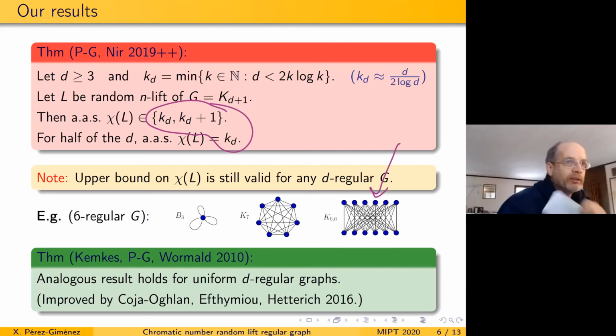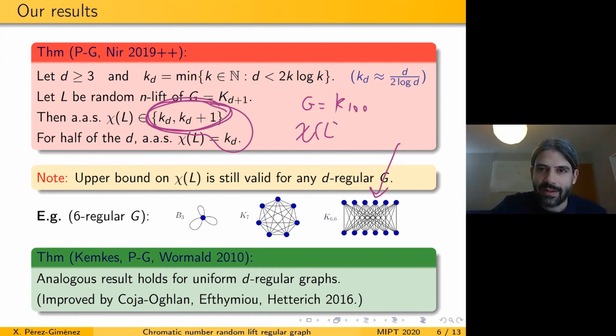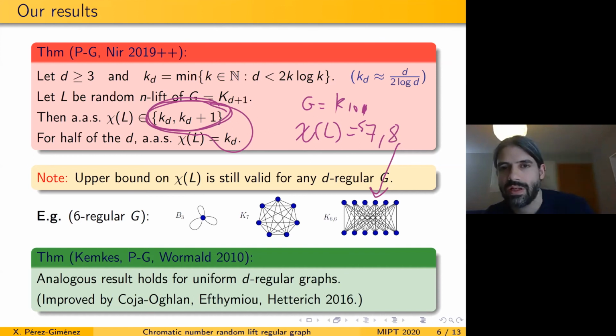Do you still get a range of values? Yeah, you get these two values. So for instance, I'm making it up, if G is K 100, maybe the chromatic number of the random lift, maybe you know it, and it's, I don't know, 7, but if you replace that by 101, maybe you know it's either 7 or 8, but you don't know which one.